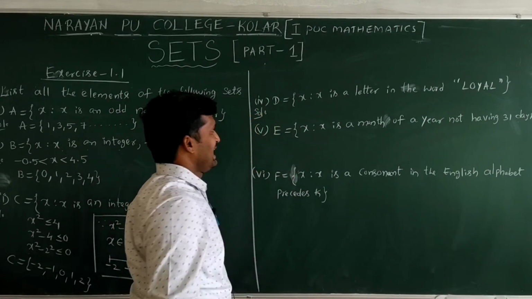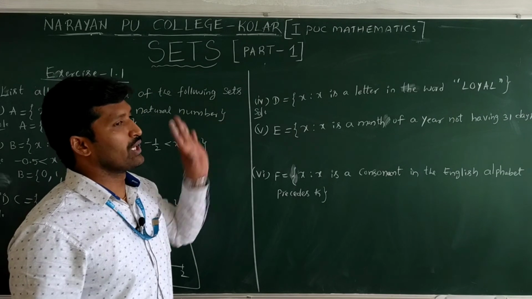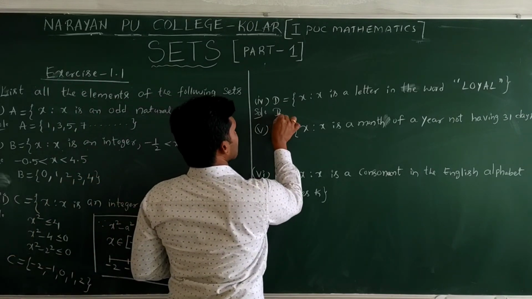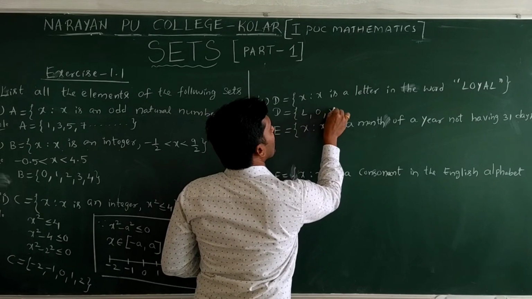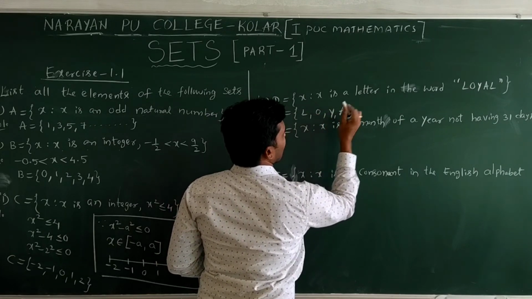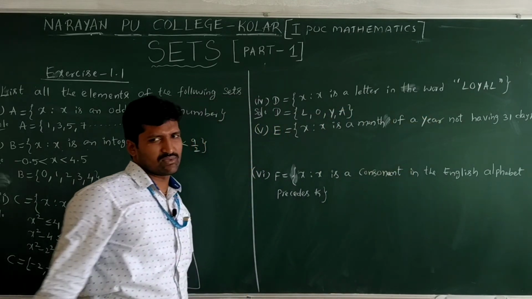Coming to fourth one. x is a letter in the word loyal. So very simple. L, O, Y, A, L. L is repeated 2 times, no need to take 2 times.